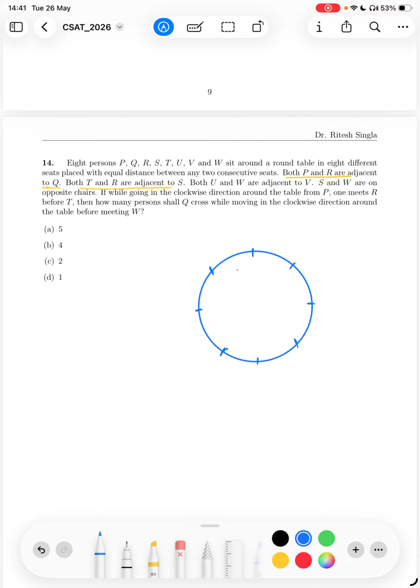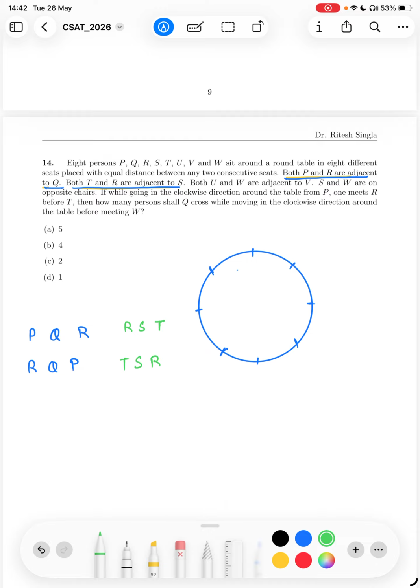Okay. It has been given that both P and R are adjacent to Q. So if Q is somewhere here, then either P is on the left and R is on the right. I am talking in the clockwise direction always. Or R is on the left and P is on the right. Right? Similarly, it is given that both T and R are adjacent to S. So let us write either it is RST or it is TSR.